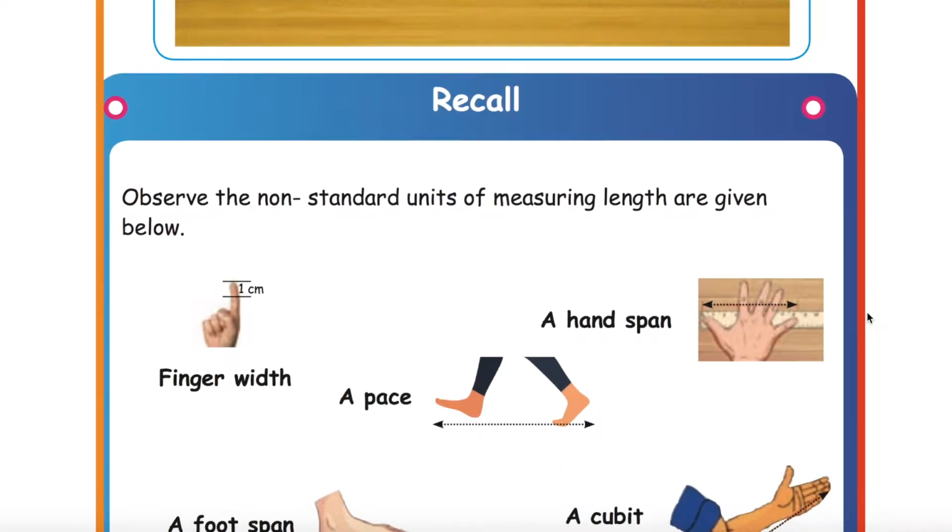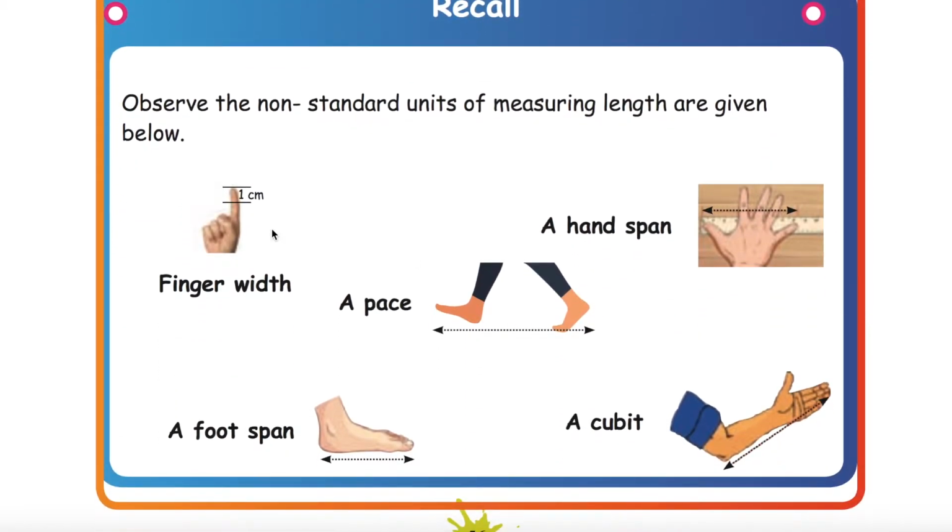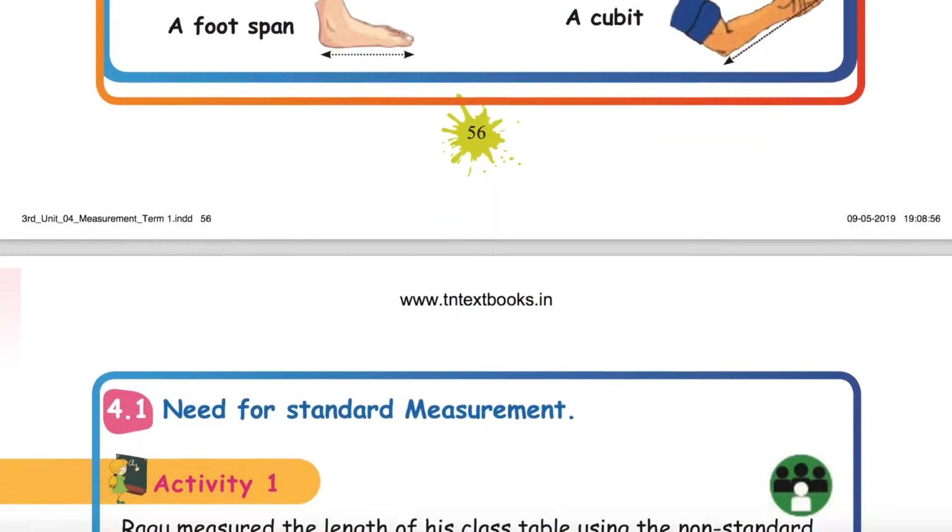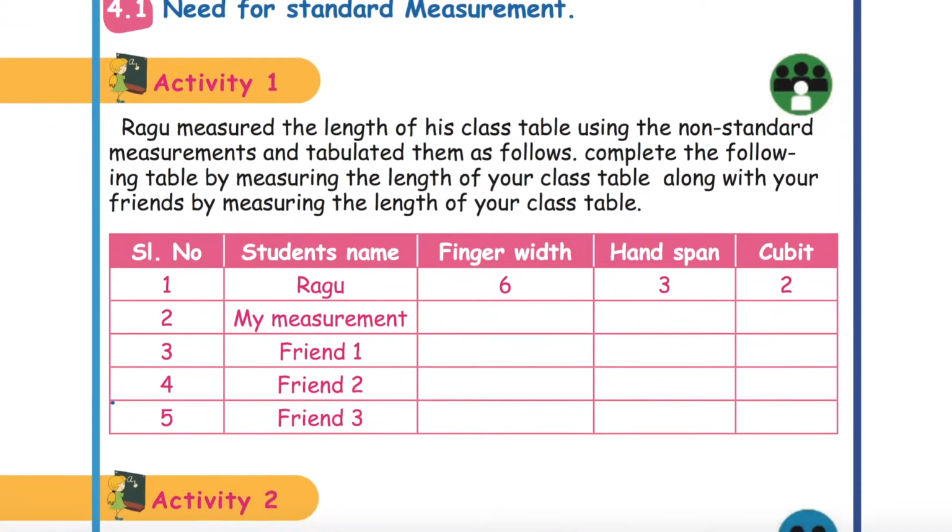Observe the non-standard units of measuring length given below. This is finger width. This is a pace, the distance between two legs, and a hand span. A foot span, and it is called a cubit. So what is the need for standard measurement?